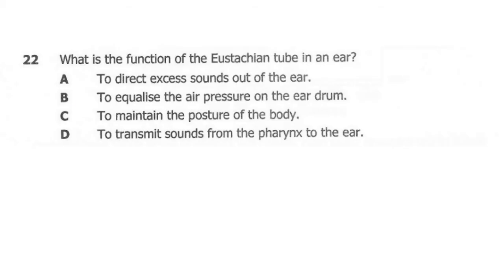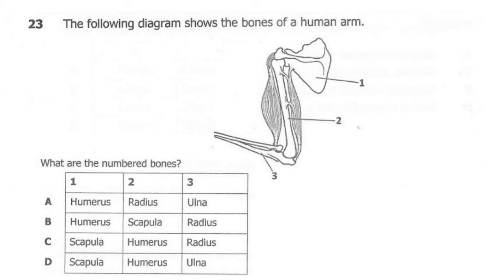The correct answer here is B, to equalize the air pressure on the eardrum. So the eustachian tube will connect to the nose so that the air pressure is able to be balanced between the middle ear as well as the outer ear. So that is the correct answer. Well done, guys. Let's move on to the next question.